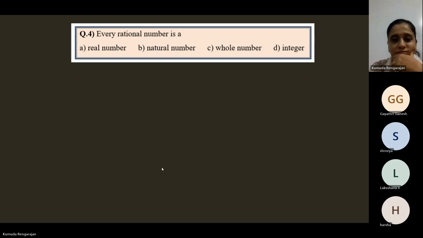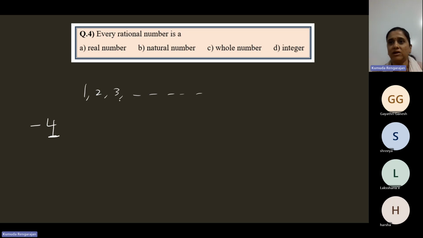You just have to take an example to understand. If you feel every rational number is a natural number, what are natural numbers? Take this number, minus 4. Minus 4 is a rational number. But is it a natural number? No. Minus 4 is a rational number, but it's not a natural number. Similarly, it's not a whole number, because whole numbers are these. Now, minus 4 is a rational number and it's also an integer. So take a different example. Make it minus 4 by 5. Now, minus 4 by 5 is a rational number, but it's not an integer. So every rational number is a real number is the correct answer.